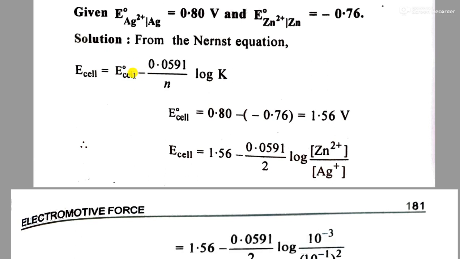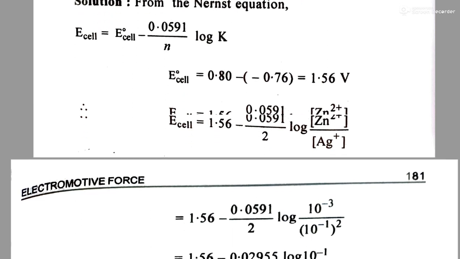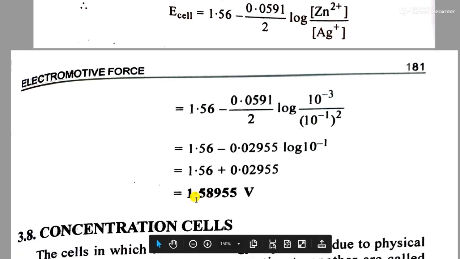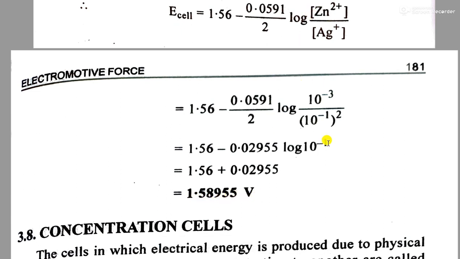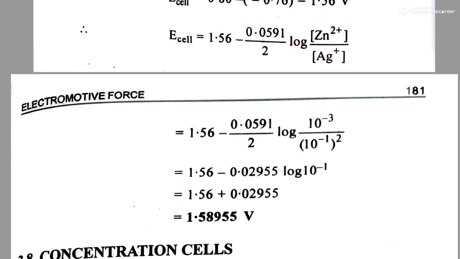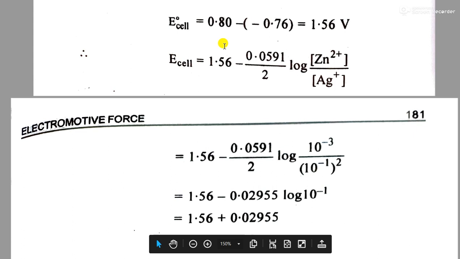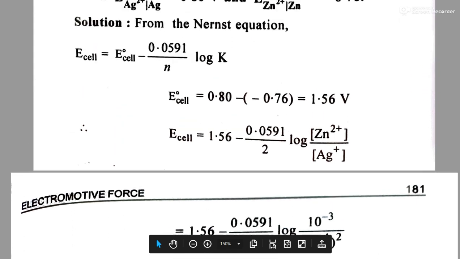E0 of the cell is equal to 0.8 volt minus of 0.76 volt. These two values you have to subtract and get the E0 of the cell. Then E of the cell, the final answer, will be 1.58955 volt. So you have to do this problem, and the problems are a sure question, so do not miss this problem section.